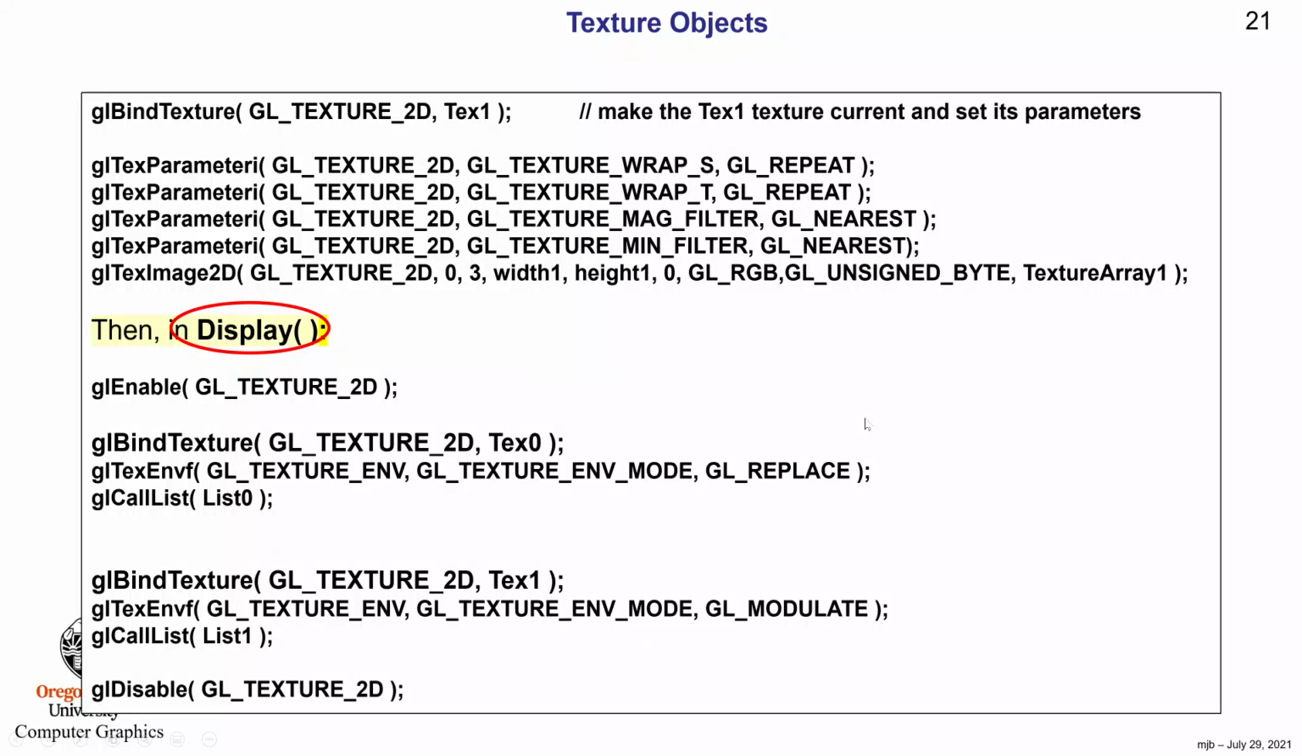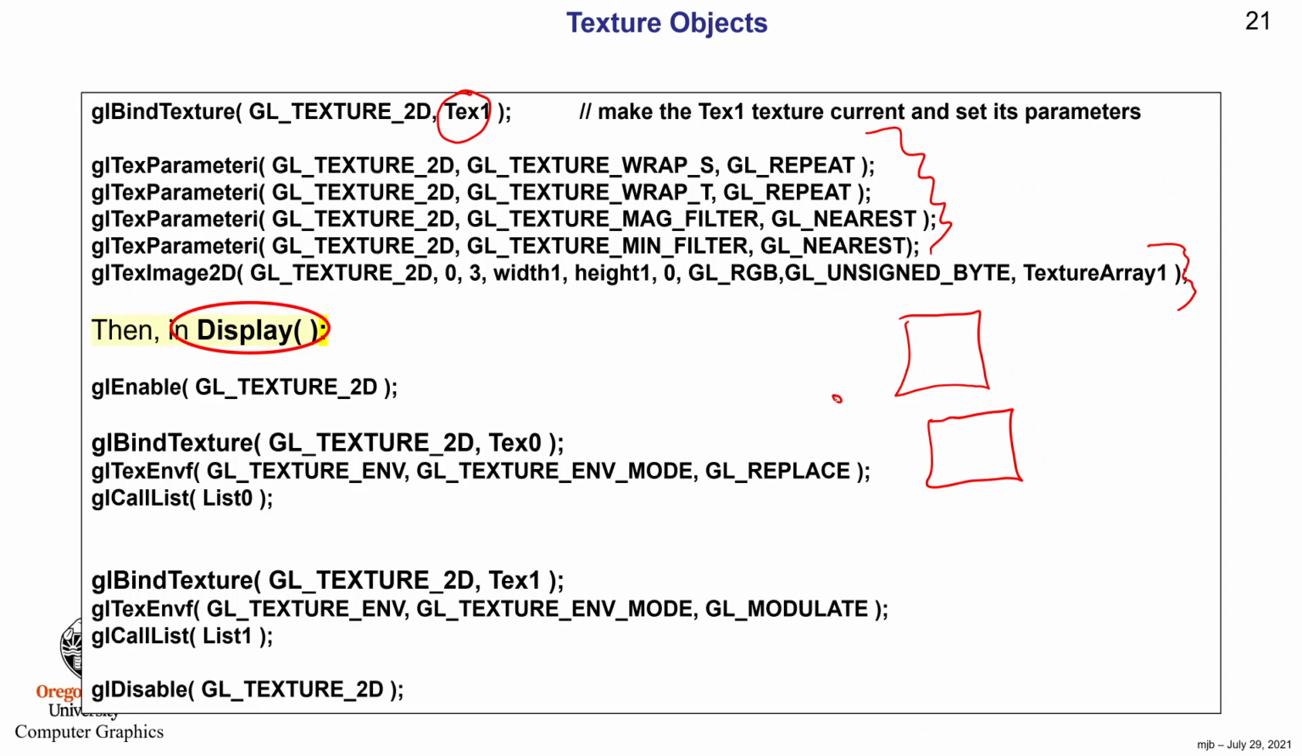Now we do it again. We're going to say bind text1. That now makes its area in GPU memory current. We're going to set up the parameters for texture 1. We're going to bring in the RGBs for texture 1. Okay, we now have two spots in GPU memory and each texture is in its own spot.